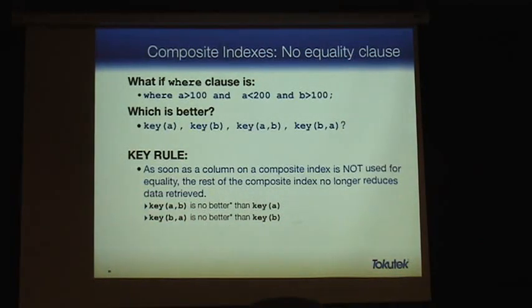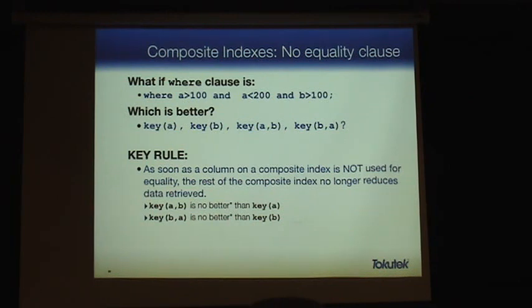Now, what if you don't have an equality clause for the columns that you have? Suppose your where clause was something slightly different, where A is between 100 and 200, and instead of an equality clause on B, you have B is greater than 100. You have your options of a key of A, a key of B, a key of A, B, or B, A.